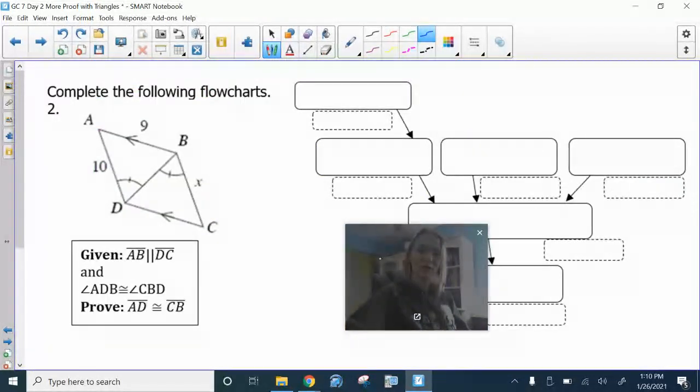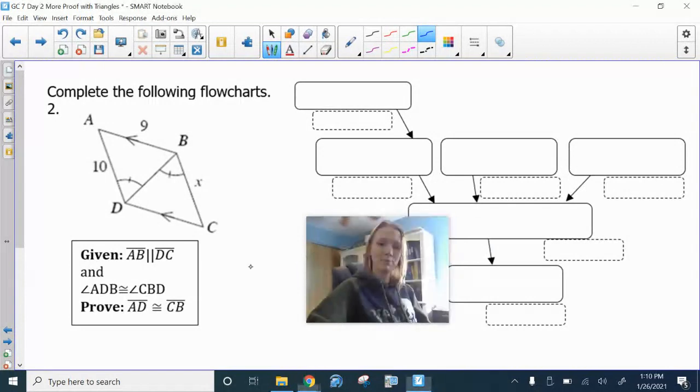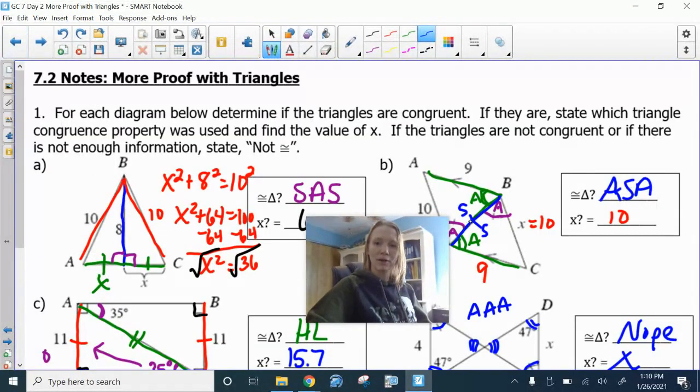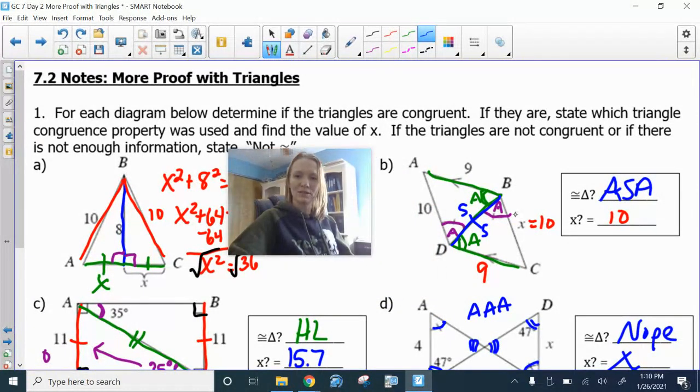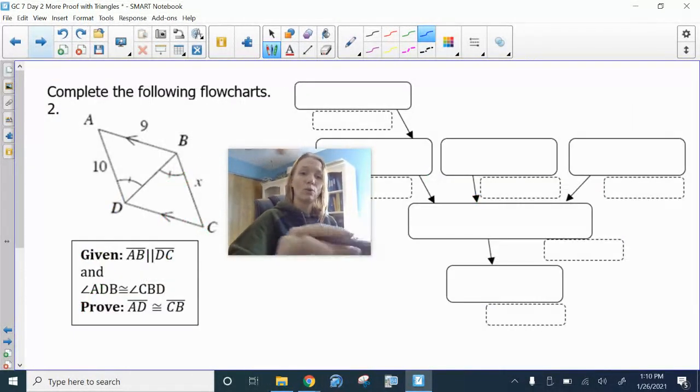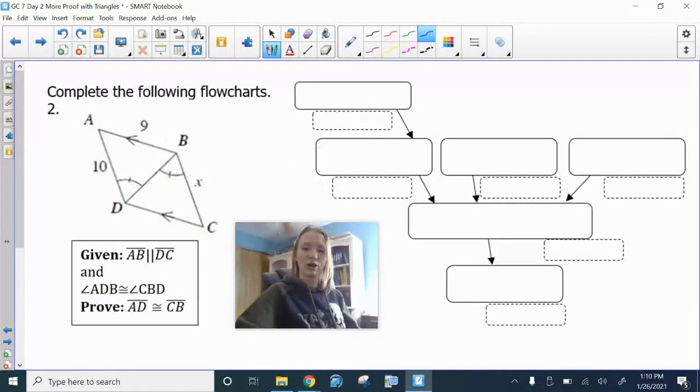Notice the flowchart we're looking at here should be pretty familiar to one we just did. That's actually the same problem right up here, part B, from our problem just a second ago. So we already know that our triangles are congruent by angle, side, angle. We just want to put that information into our flowchart, which is what we did at the beginning of the hour, or the beginning of the notes too. So this is just showing you how to use some of the new properties and some of the new levels on our flowcharts. So we're going to go ahead and start by saying we have parallel lines.